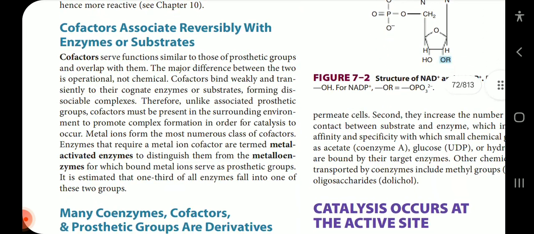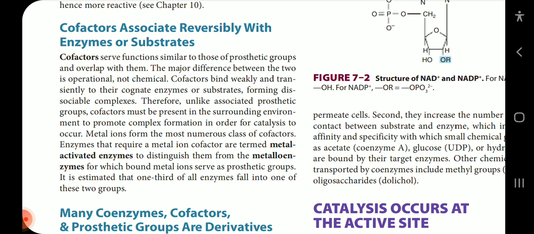Cofactors associate reversibly with enzymes or substrates. Cofactors serve functions similar to those of prosthetic groups and overlap with them. The major difference between the two is operational, not chemical. Cofactors bind weakly and transiently to their cognate enzymes or substrates, forming dissociable complexes. Therefore, unlike associated prosthetic groups, cofactors must be present in the surrounding environment to promote complex formation in order for catalysis to occur. Metal ions form the most numerous class of cofactors.